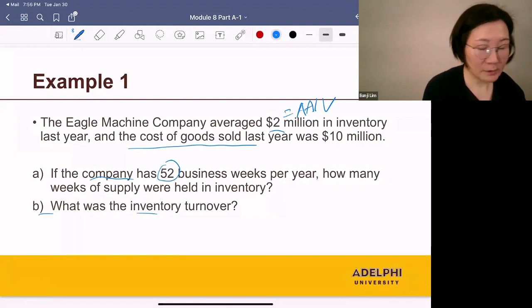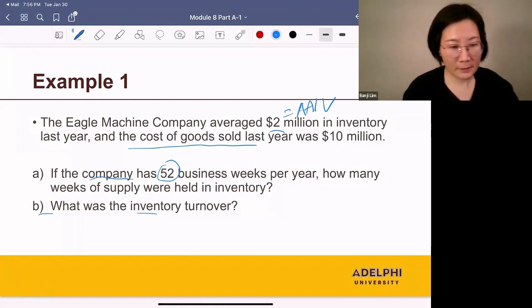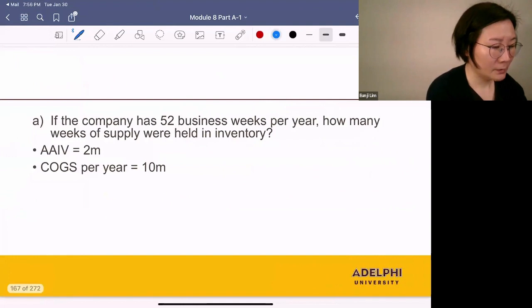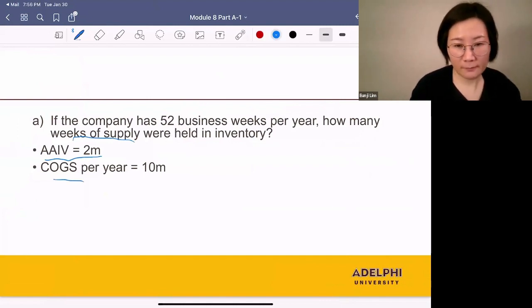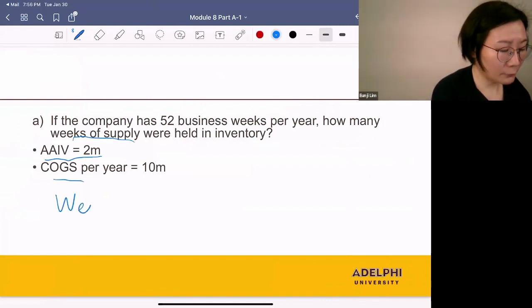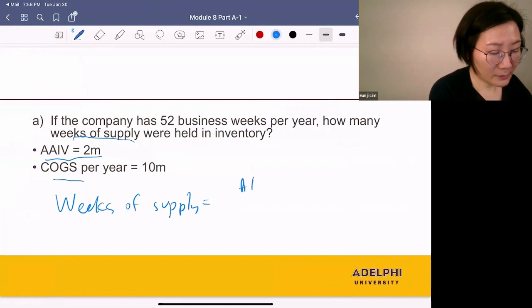B, what was the inventory turnover? Let's start with A, the weeks of supply. We know what AAIV was, and we know what COGS was. And let's use the formula for the weeks of supply. The weeks of supply is AAIV over COGS per week.